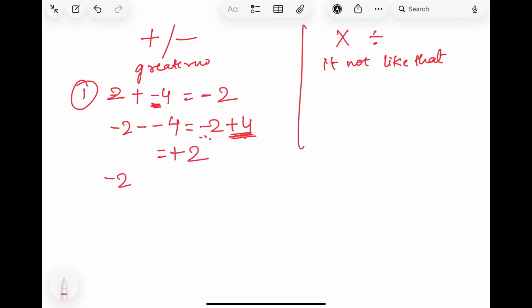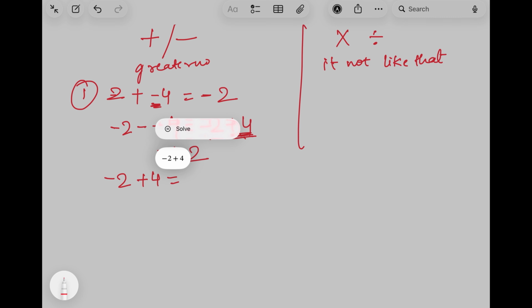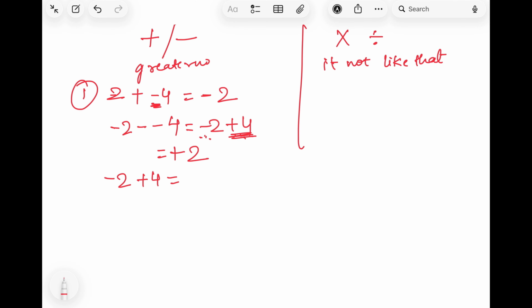And if it is like this, minus 2 plus 4. Again minus plus means two different signs. When we have two different signs, we subtract. So we subtract, we get 2. And what is the sign of the greater number? Plus. So we get positive 2. So these are basic examples for addition and subtraction of integers. You can take some bigger questions and try to solve them so that you understand it better.